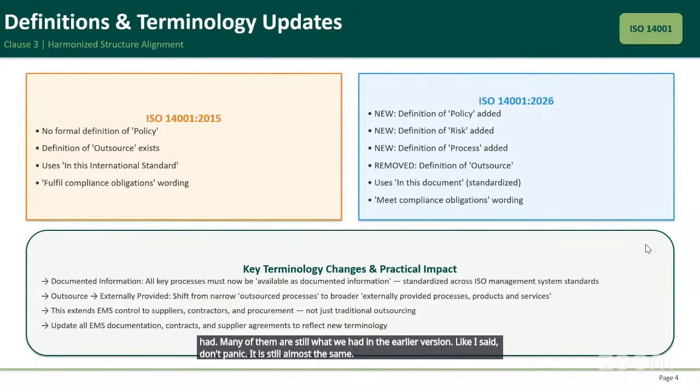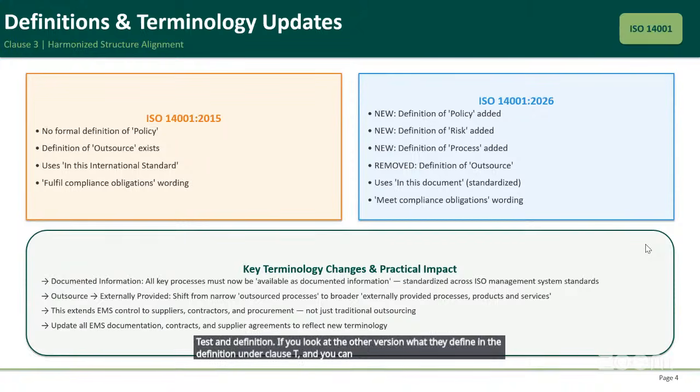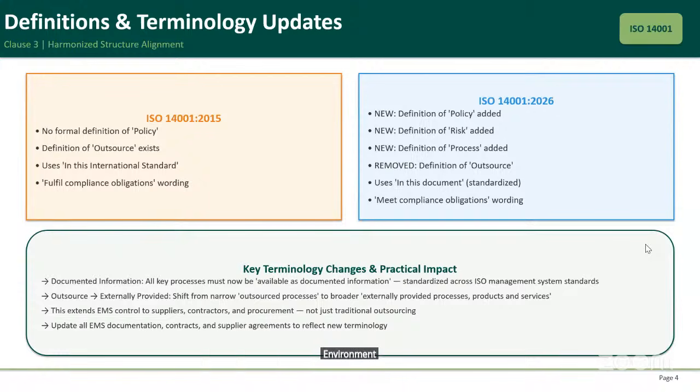Now, what about terms and definitions? Like I said, we even go to terms and definitions. If you look at the earlier version, under clause 3, and you can confirm, what was defined in the earlier version was just the definition of environmental policy.